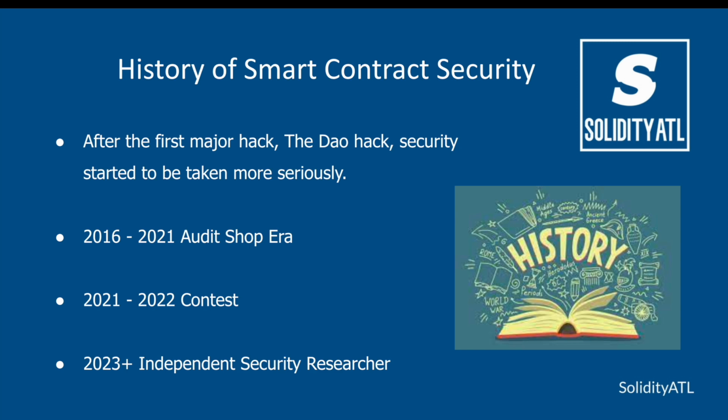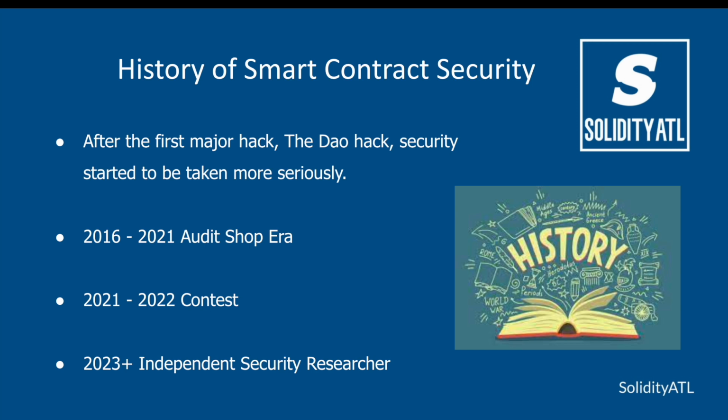2023 on out is where the independent security researchers started to boom. We got folks like Pashov, Bytes, and TrustX, and now Cyfrin. Even though some of these have turned into audit shops or smaller audit shops, they still have a specific focus. They have independent security researchers with specialized talents in certain areas who are contracted out to work with various companies. So we're starting to go back to the audit shop era, but I still think a lot of them working in these small audit firms are like independent security researchers.